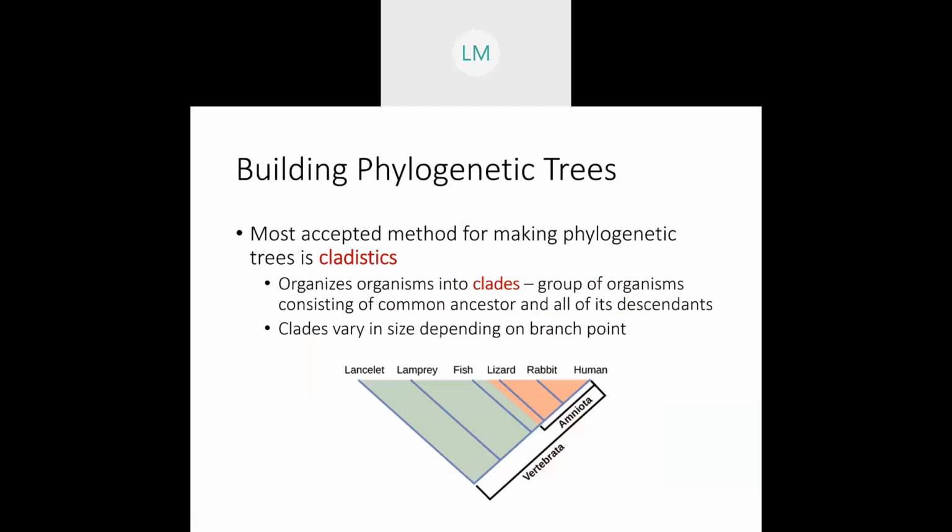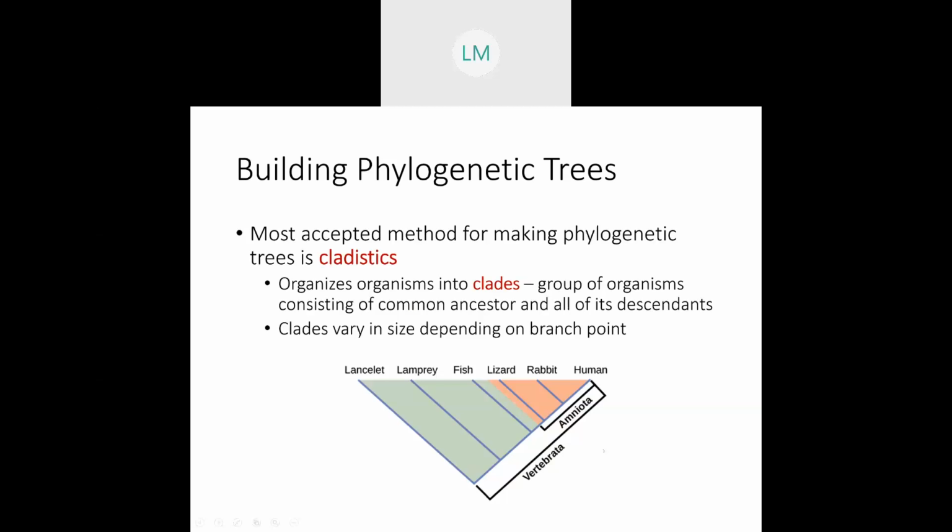So when we're building a phylogenetic tree, this is going to be important for us to understand. If you are given a group of organisms and given a set of traits, you should be able to construct these evolutionary relationships. And the way that we do that is through cladistics. It organizes organisms into groups called clades that consist of a common ancestor and all of its descendants.